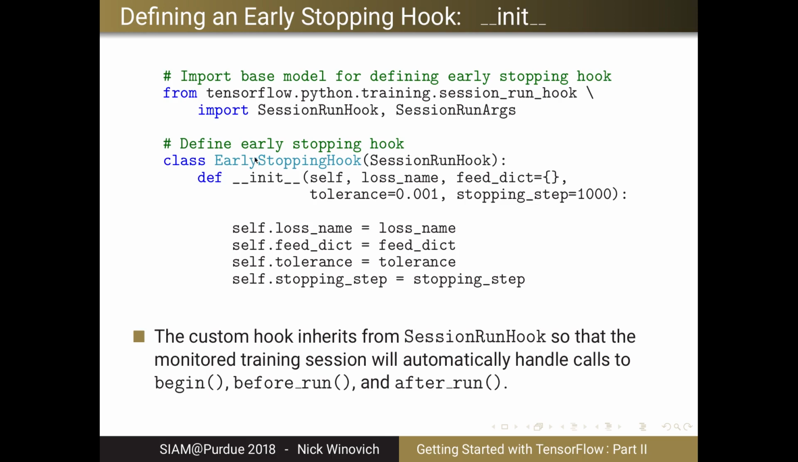First, the init. So maybe I'll give it the loss name. What is the loss that I want to check? What values, if any, do I need to feed into the graph in order to compute that loss? What is the tolerance that I'm willing to accept? And how often should I check for early stopping? I've just made these names up. Because I don't want to do it every step, since that would be very, very slow.